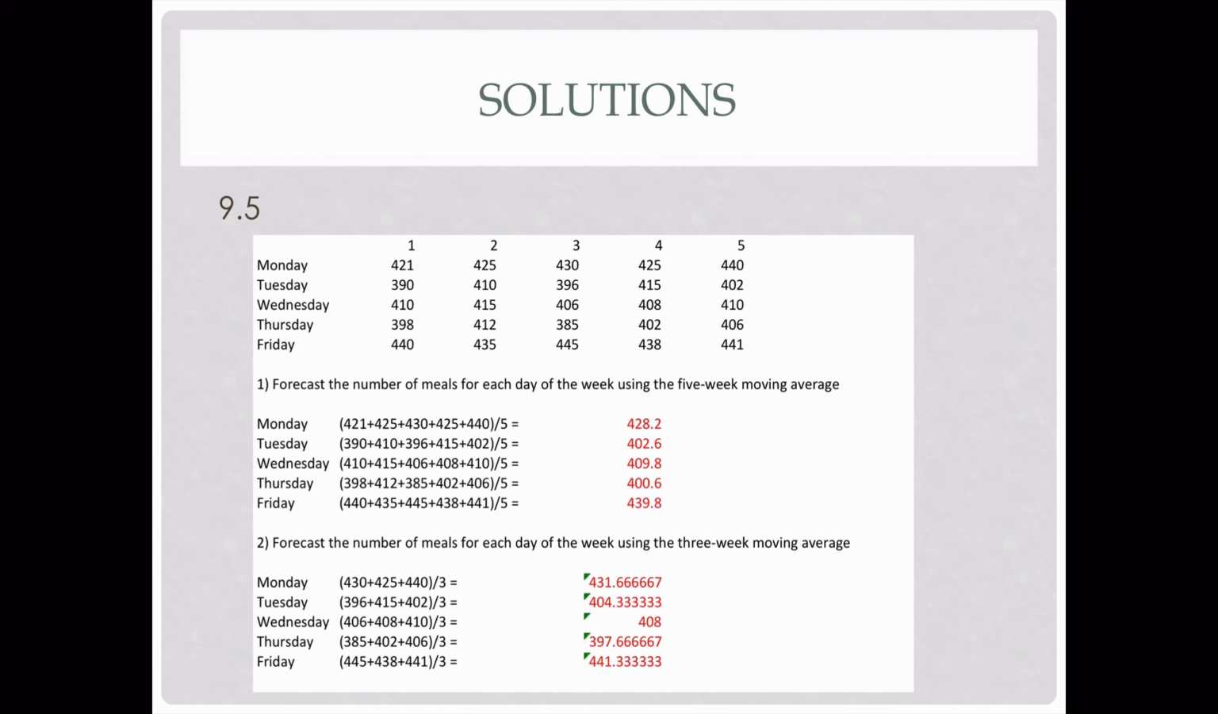I'm not going to go through all of these. I just wanted to give you the solutions. Hopefully you have the same answers. I will make sure to tell you if period 1 or period 5 is the most recent one. In this example, I think it tells you that you're forecasting for period 6, so you know period 5 is the most recent one.